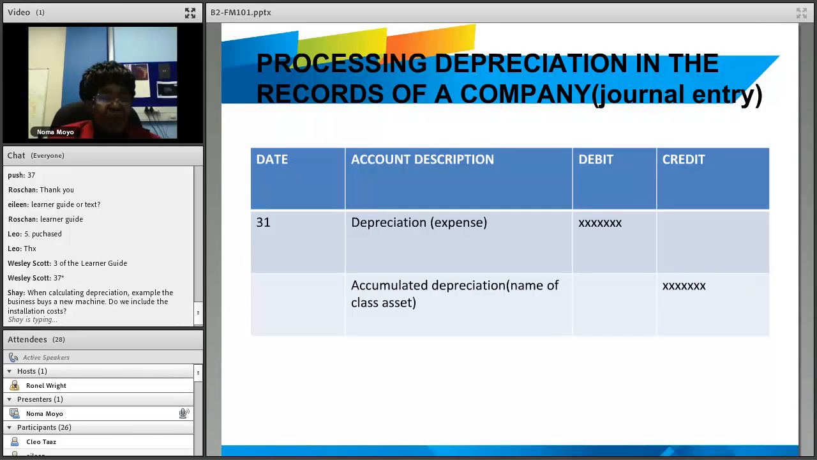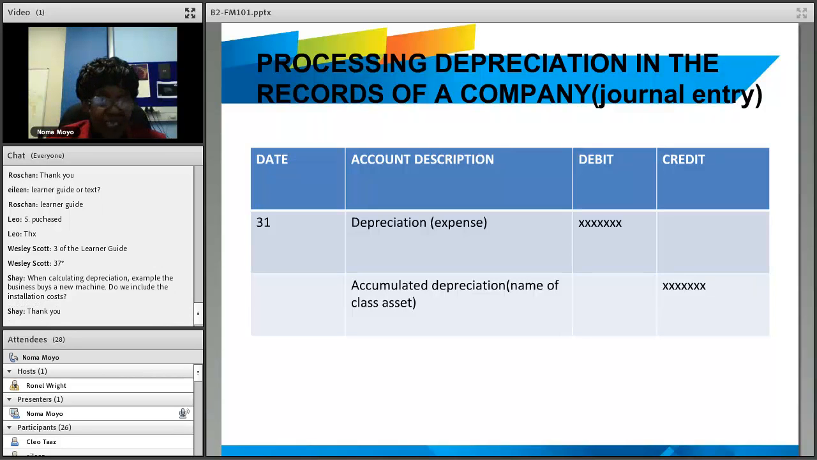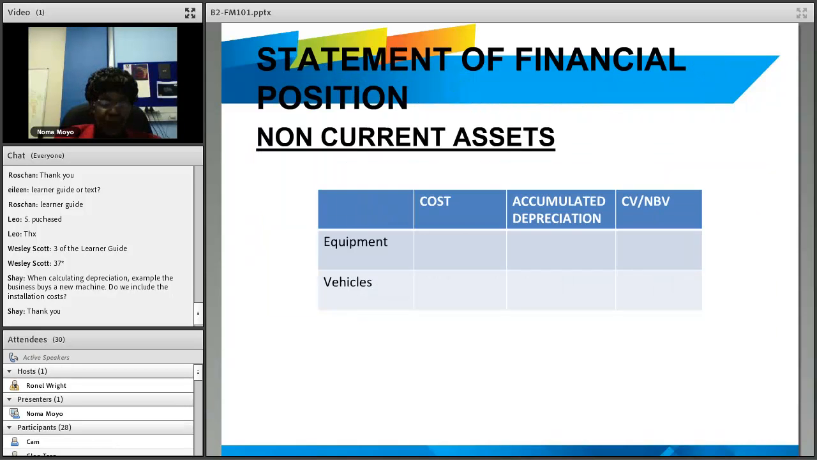So what's happening, Shay, is you debit depreciation and credit accumulated depreciation. Accumulated depreciation will always be carried forward, but depreciation will be transferred to your profit and loss account to appear with other expenses. Every year your depreciation will appear there, but the accumulated depreciation is always carried down.